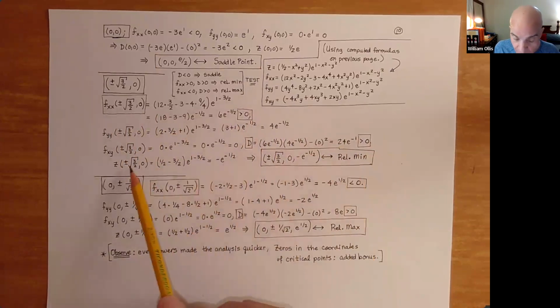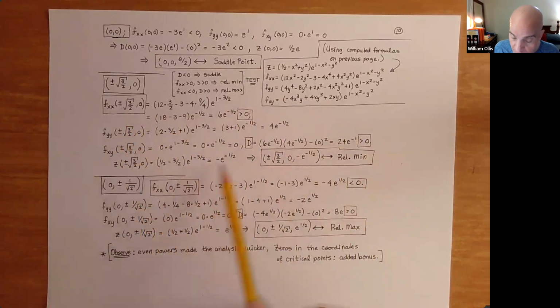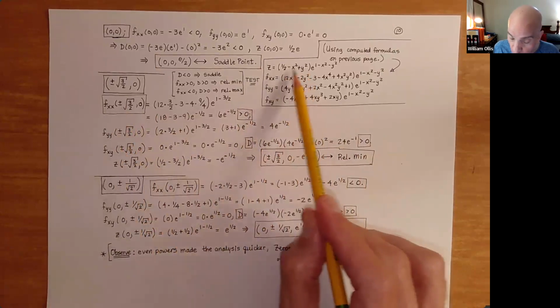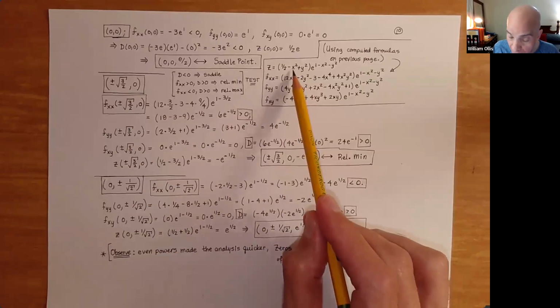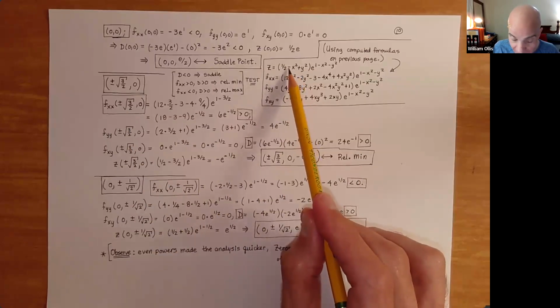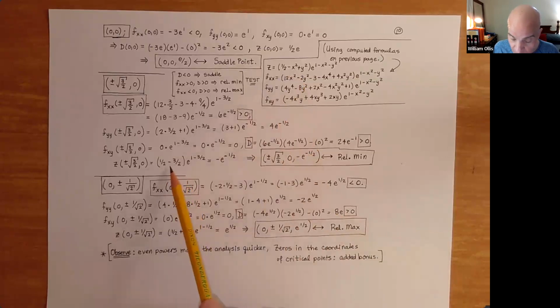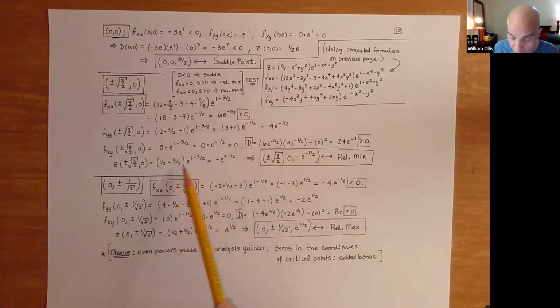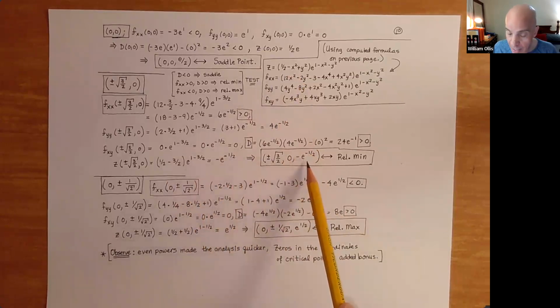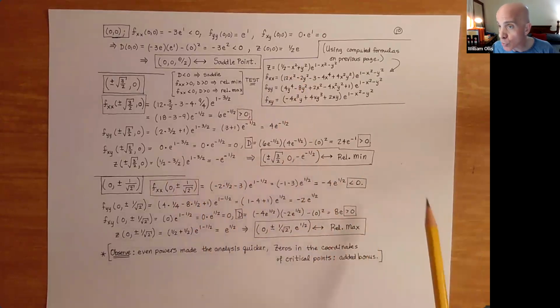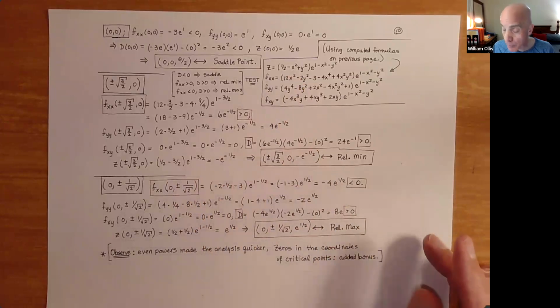Now, of course, if we analyze z at this particular critical number, as we plug in plus or minus square root of 3 halves, this will just give us 1/2 minus 3 halves. And so that just gives us a -1 here. And then, of course, the exponential term is e to the -1/2. So the actual value of the function is -e to the -1/2. And that is, by the second partials test, a relative minimum.